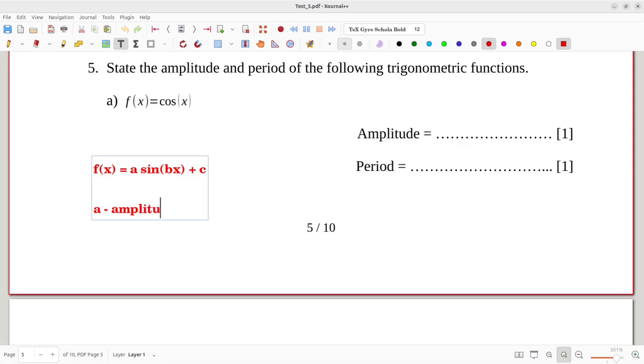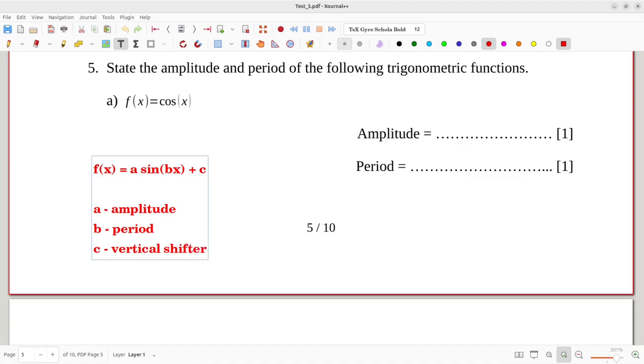Your B is telling you how many complete waves you are going to get in the period 0 to 360. So in other words, your B is giving you the period, and then C is the vertical shifter.